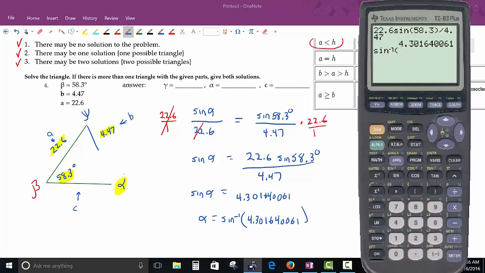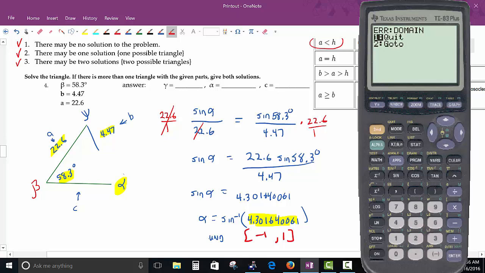So if I do the inverse sine of 4.301640061, you're going to get something that's undefined. So it's impossible for this angle to exist. So you are undefined on that because, remember, you can only take an inverse sine of numbers between -1 and 1, okay? That's the domain of an inverse sine. So what this means is that this is the no solution case.